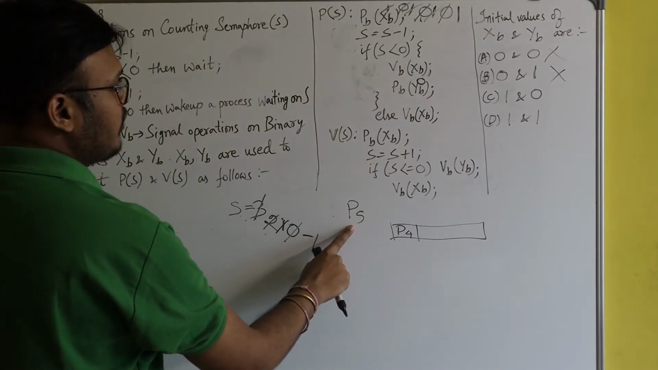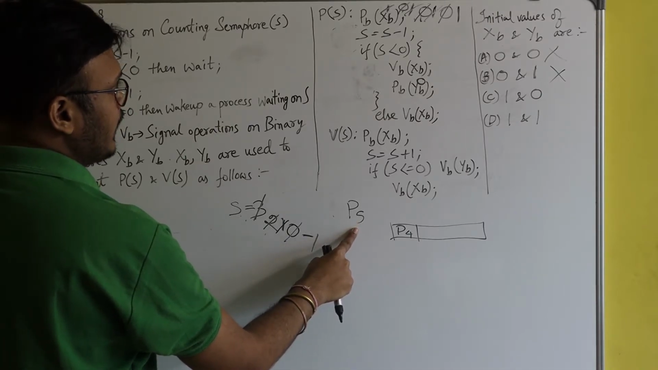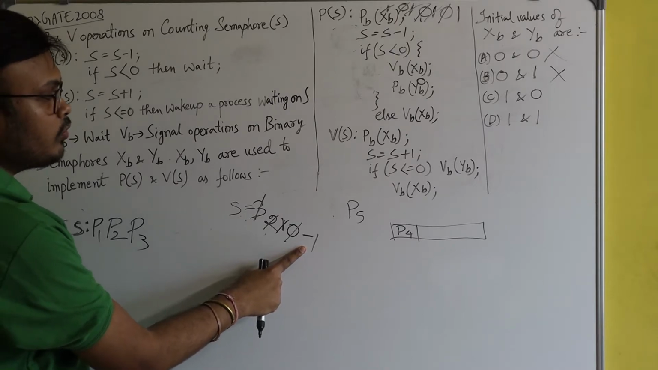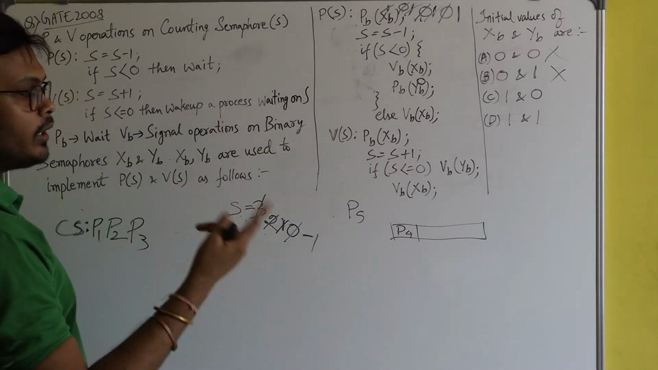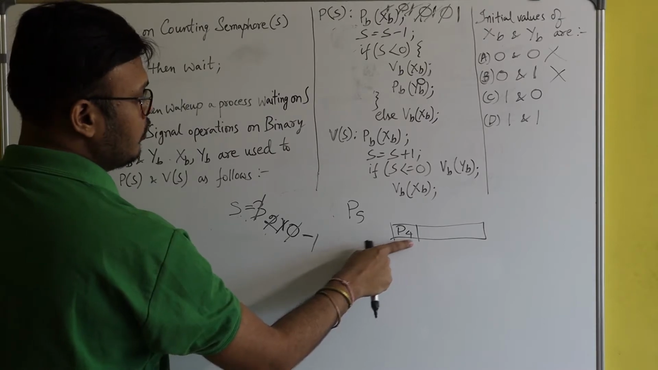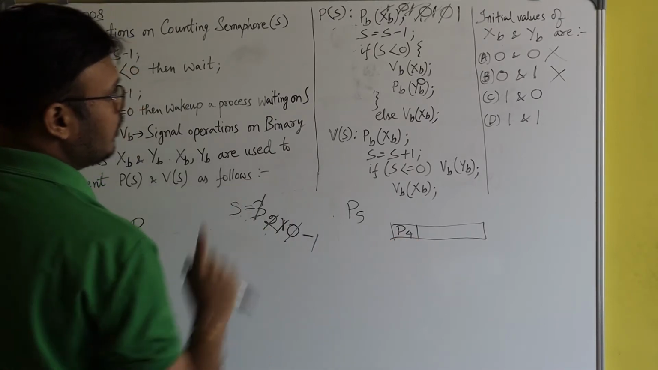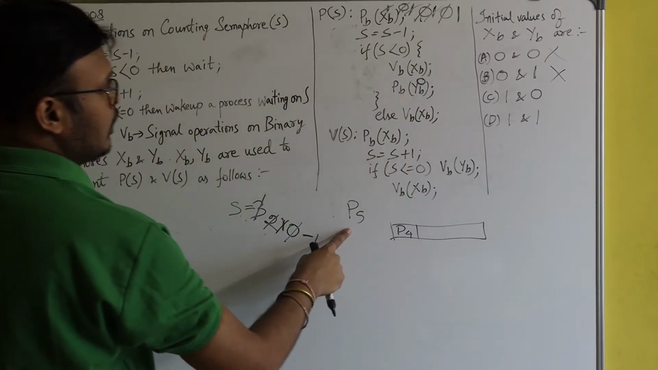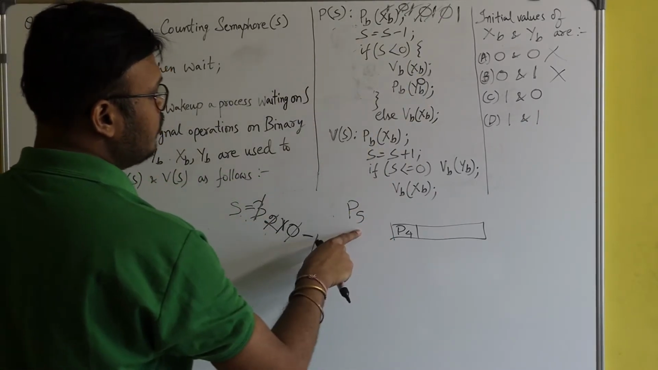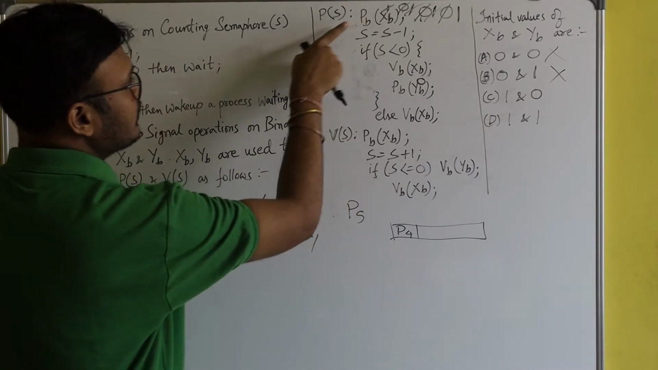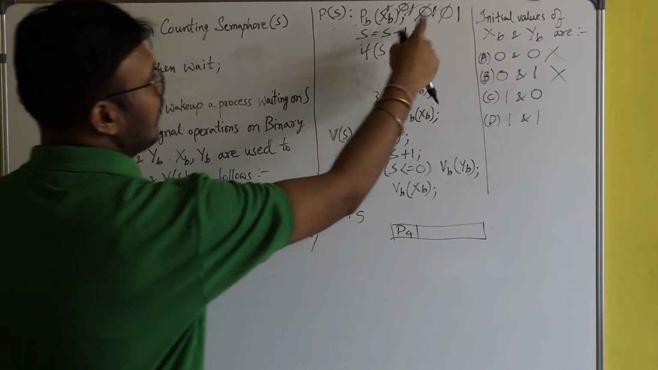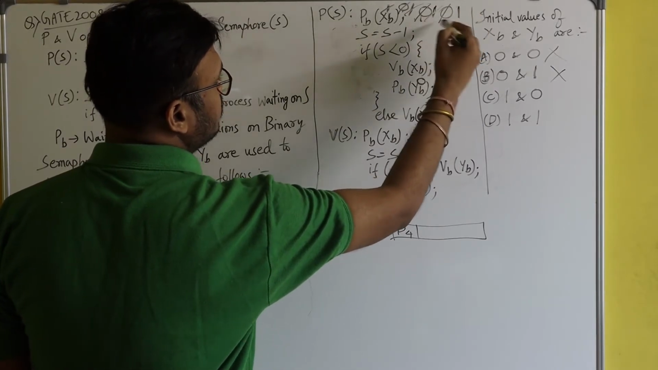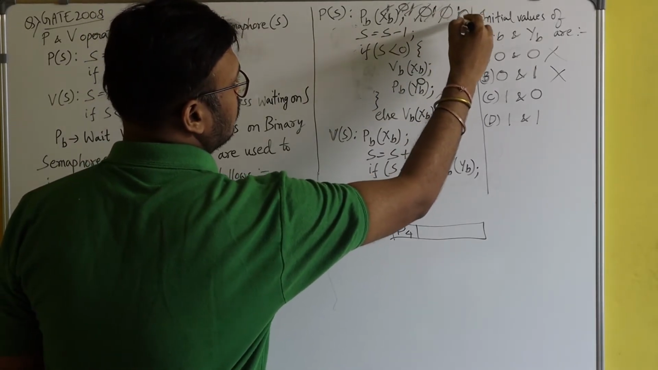So now P5 wants to enter inside the critical section, and here you can see the value of S has become minus 1. It means one process is blocked inside the blocking queue. Here you can see that P4 is blocked. So now the value of XB is 1. So P5 will execute this code. P5 will make it 0 again, since the value of XB is 1.